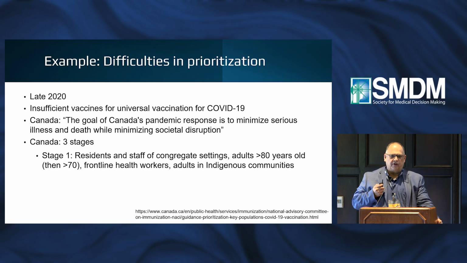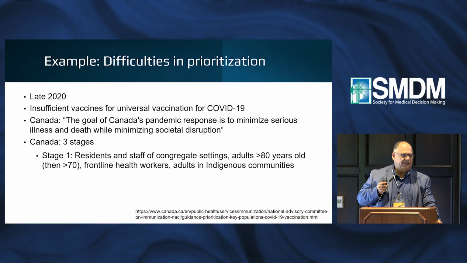Of course, we're all experiencing the COVID-19 pandemic at that time. In Canada, where I'm from, Health Canada, which is the federal agency, the ministry, said that the goal of pandemic response is to minimize serious illness and death while minimizing societal disruption. And their guidelines actually recommended that vaccinations be offered in 3 stages.